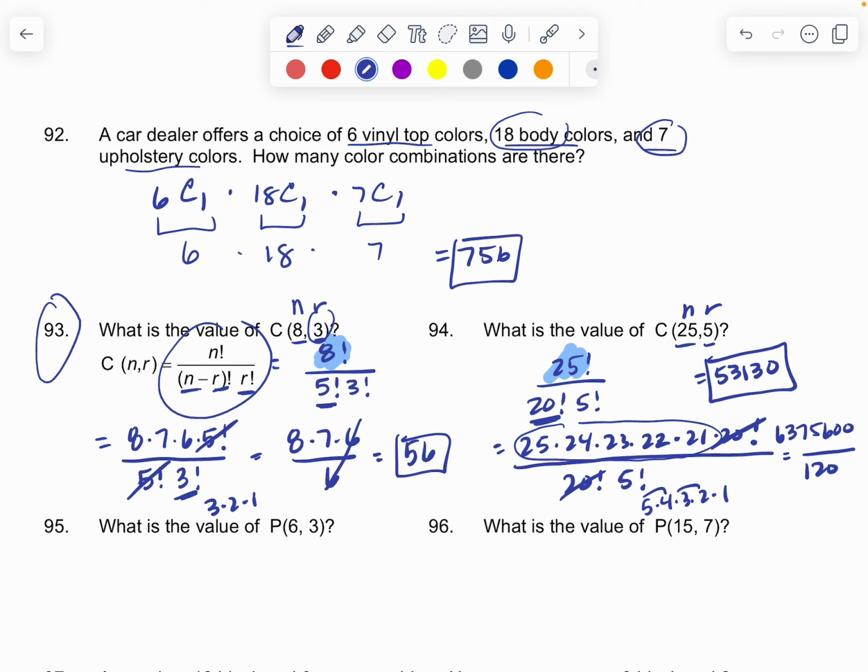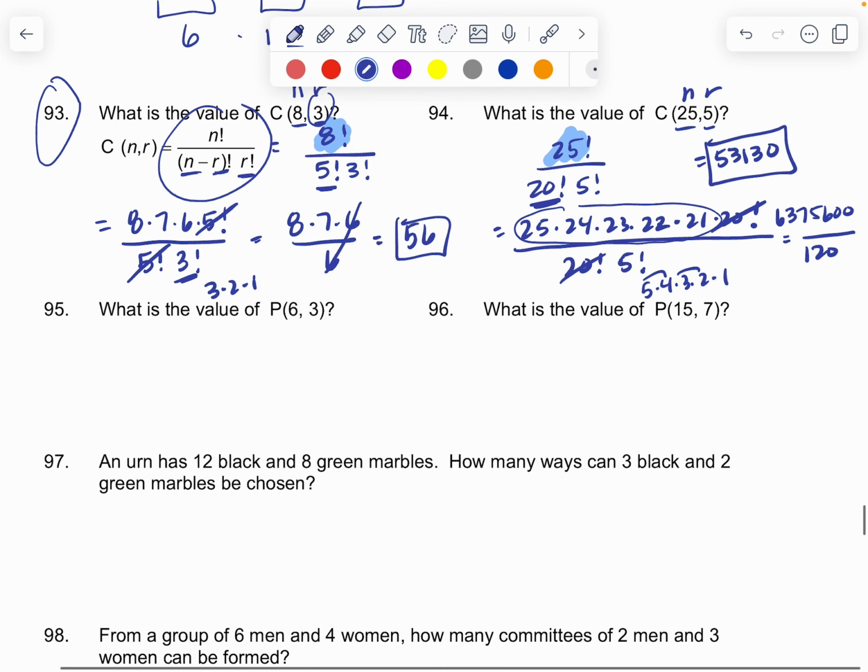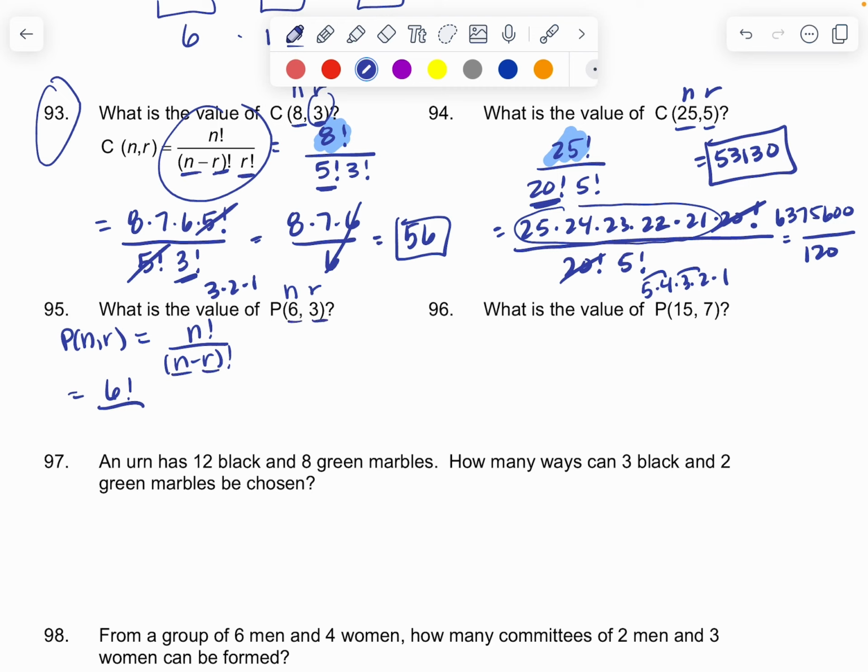Okay, and now here, they did not give you the formula for the permutation. So the permutation, P n r, the formula for that is n factorial over n minus r factorial. This is still your n, this is still your r. So let's go ahead and plug that in. So this is going to be 6 factorial all over n minus r, which is 6 minus 3, that's 3 factorial. Break down the biggest one, which is the 6. So this is 6 times 5 times 4 times 3 factorial. Again, I'm stopping at the 3 factorial so I can cancel these out. 6 times 5 is 30, 30 times 4 is 120.